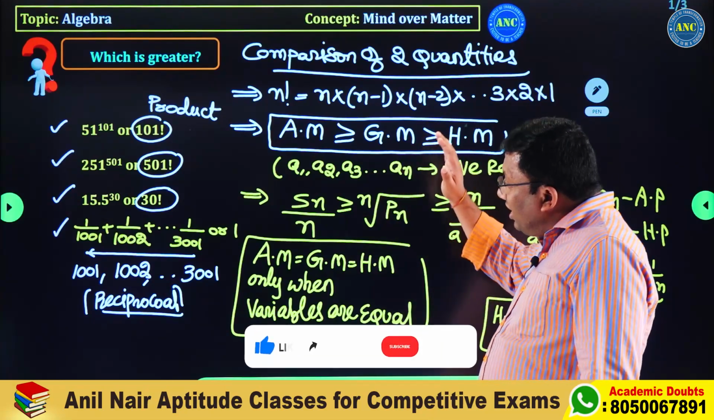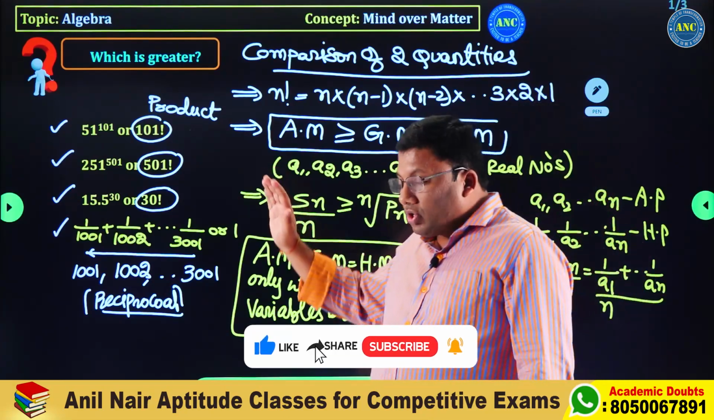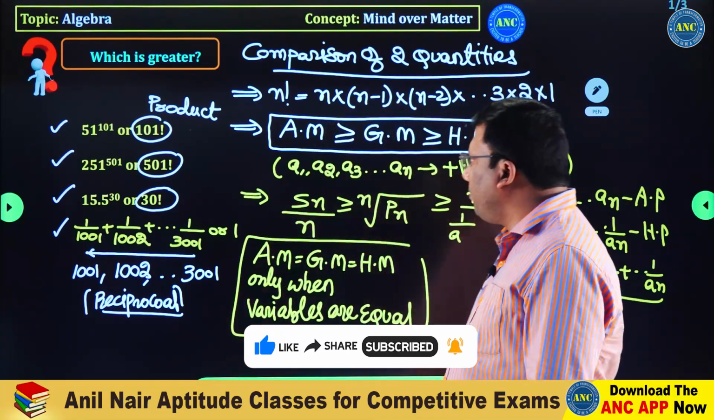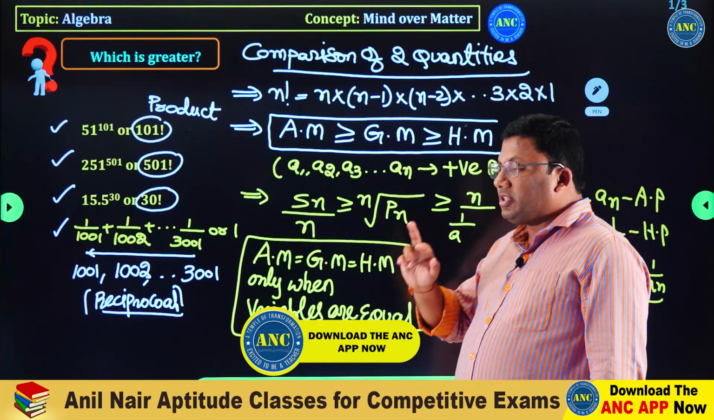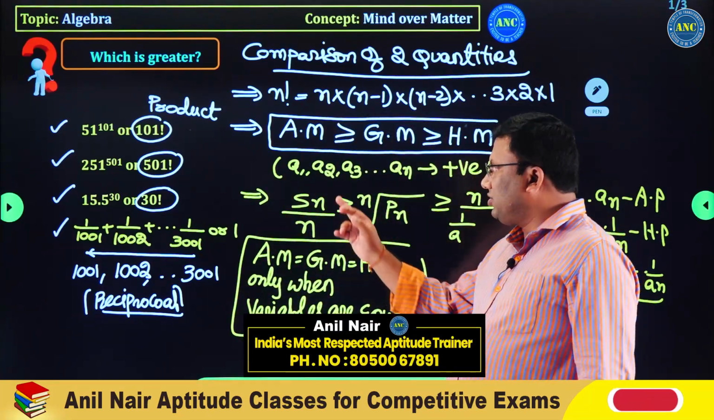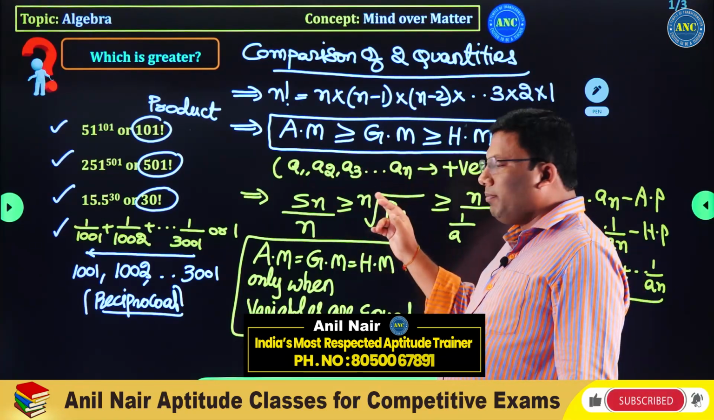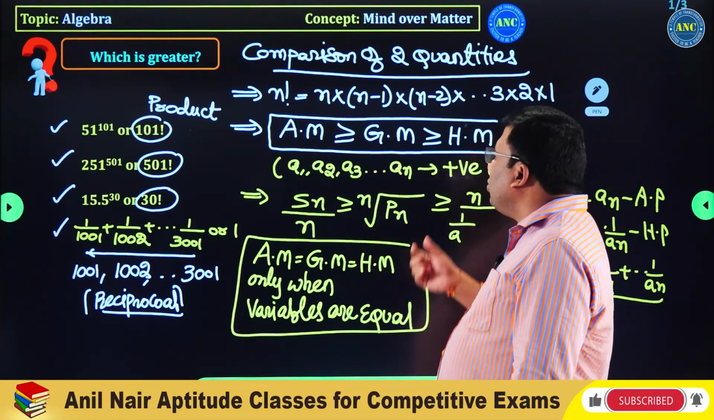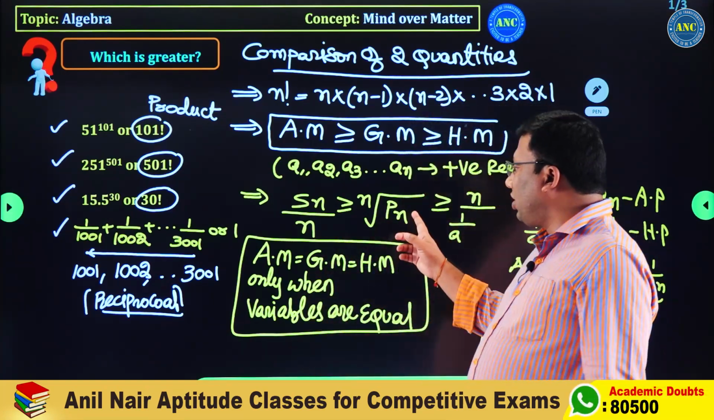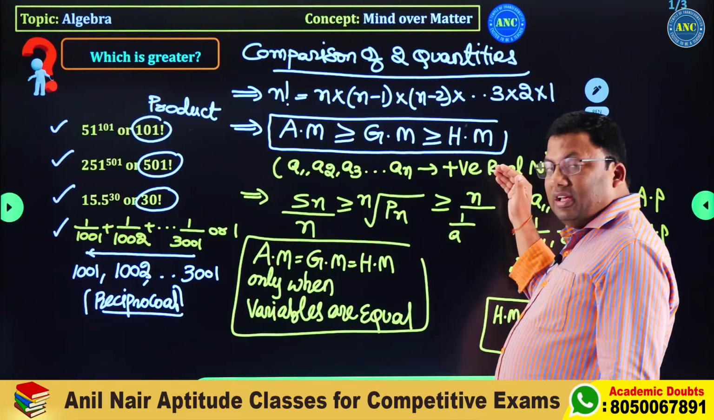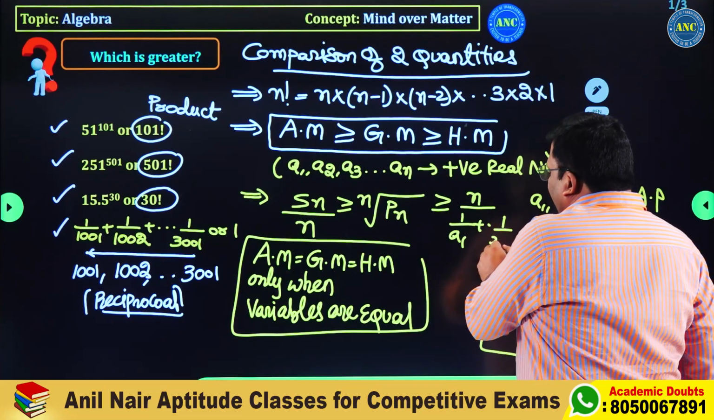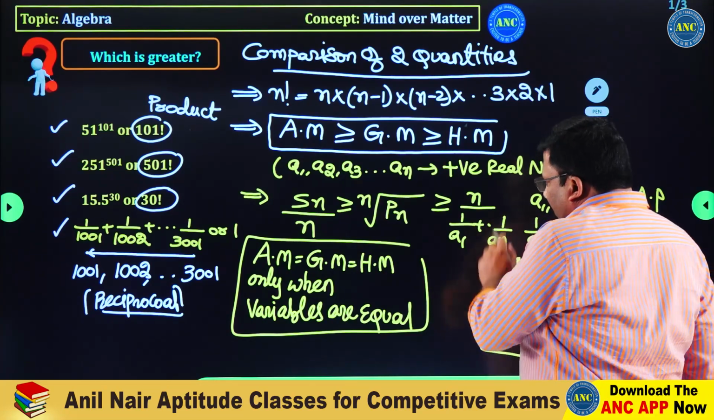I hope these fundamentals are required to solve our question. Very slowly, steadily, we will solve the question one by one. AM stands for arithmetic mean, which is the sum of the quantities divided by the number of the quantities: A1 plus A2 plus up to AN by N, which is Sn by N. Geometric mean is given by the nth root of the product. Harmonic mean is given by N by 1 by A1 plus 1 by A2 and so on up to 1 by An.